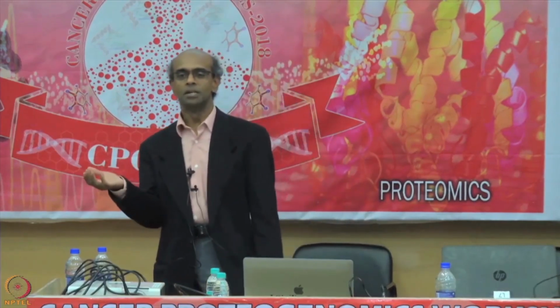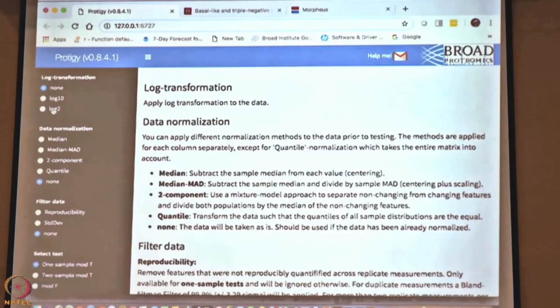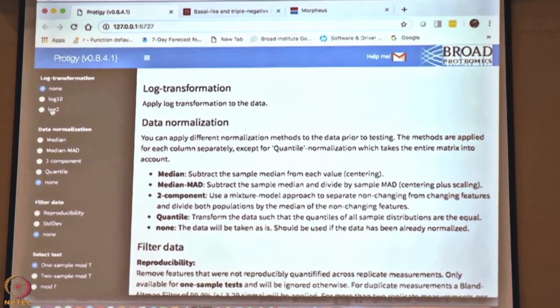So, the first column is log transformation. Suppose you had only ratios and you did not log transform, then you can say I want to transform the data using log base 2 or log base 10. If you click on the appropriate dot, it will transform your data. Right now the data we have is already log 2 transformed, so we need to leave it at none. You do not want to log transform the data again.